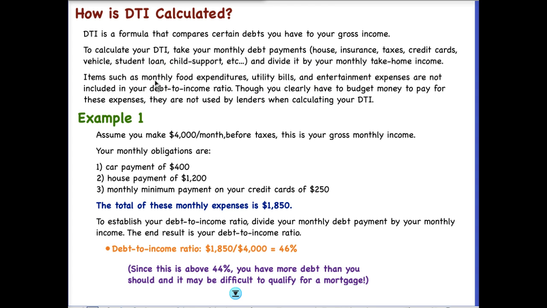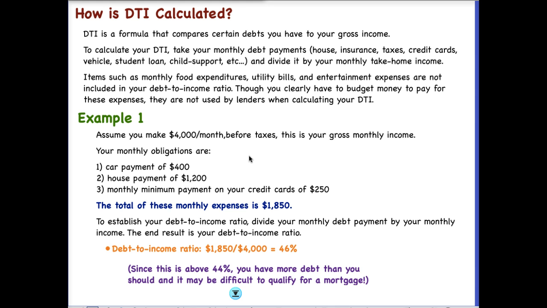You might be saying to yourself, well, I have other expenses too, like food, utilities, entertainment, things like that. But that is not included in the debt to income ratio. Even though you have to think about that when you're budgeting, lenders don't look at those types of things when they calculate your debt to income ratio. So in our first example, you are making $4,000 a month gross. So in other words, you make $48,000 a year.